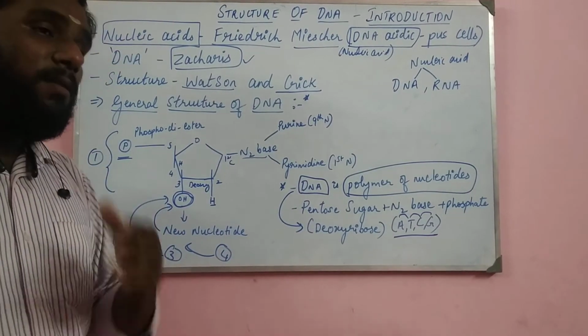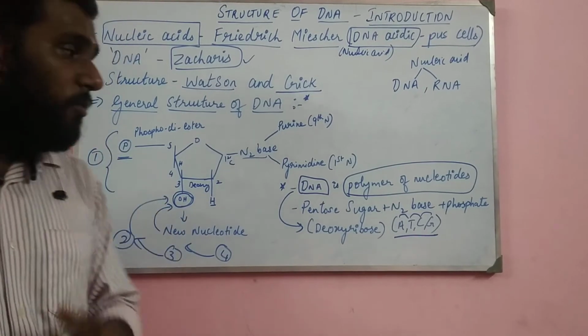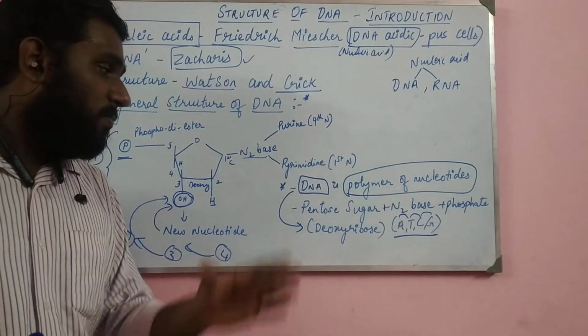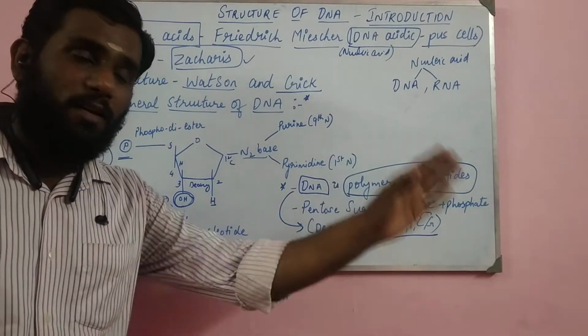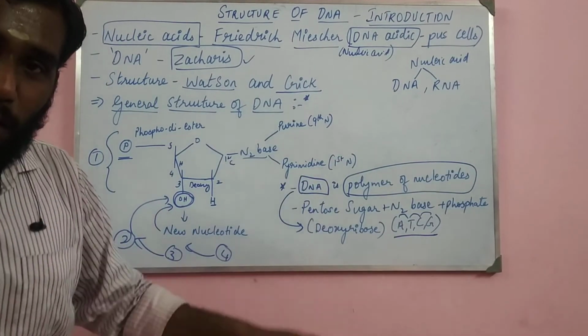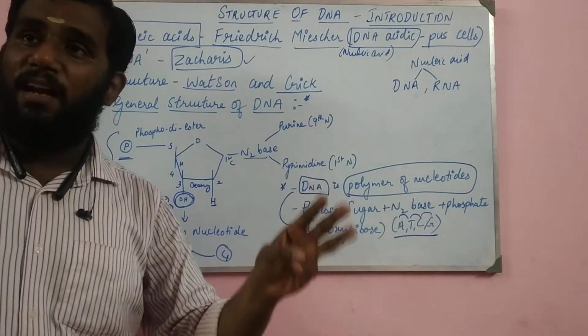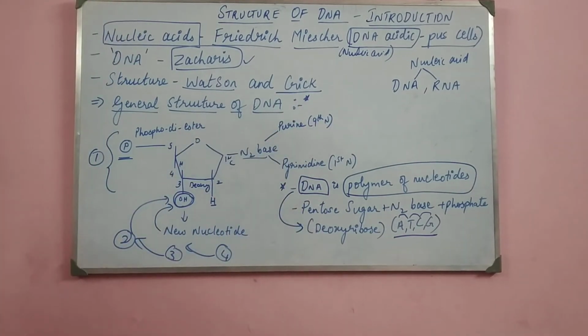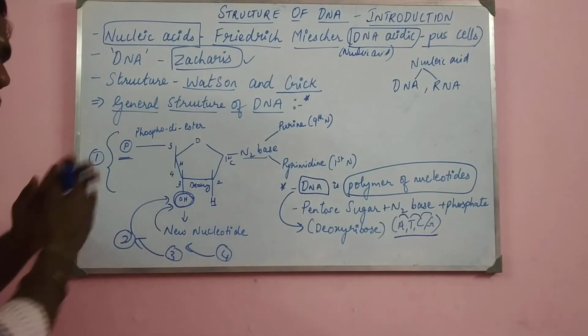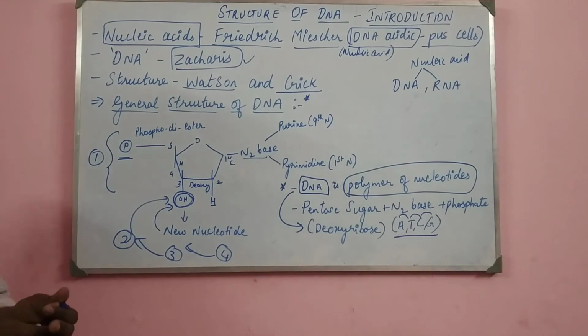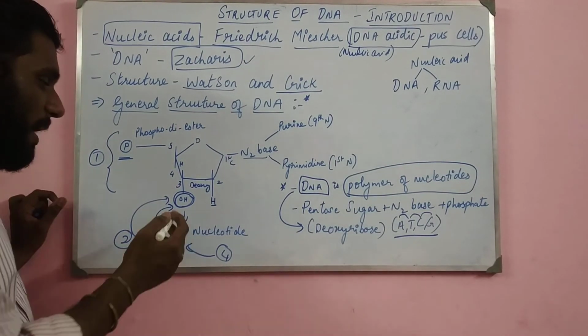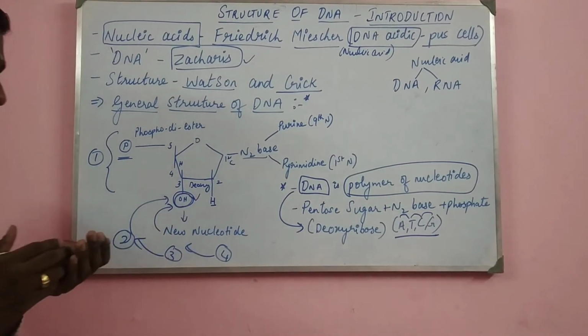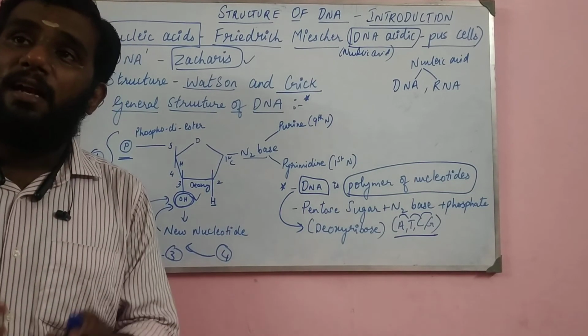So a DNA is a polymer of nucleotides. It will contain 3 basic structures: the pentose sugar, nitrogenous base, and the phosphate. And the pentose sugar is the deoxyribose. The nitrogenous base is adenine, thymine, cytosine, and guanine. And the phosphate will be connected to the 5th carbon, as we already saw. And all new nucleotides will be attached only to the free functional group at the 3rd carbon, that is the OH.